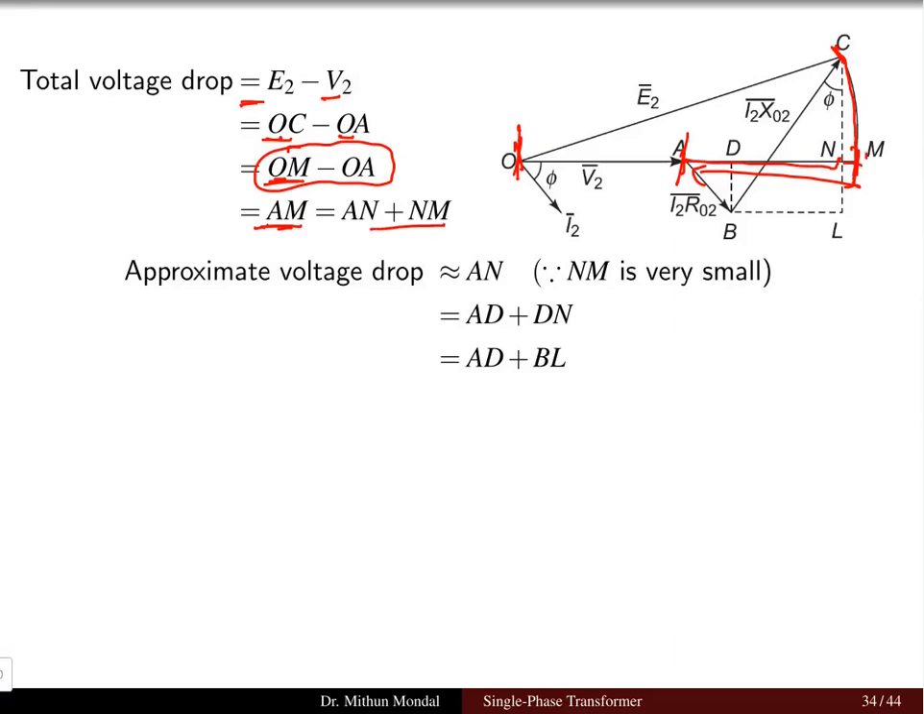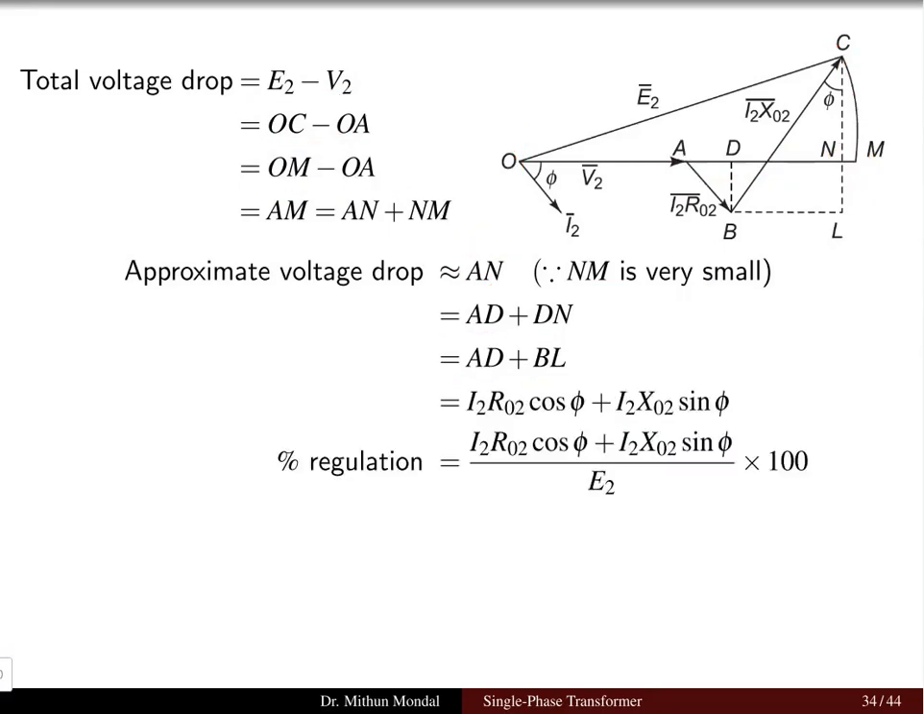Easily we can see that this value is very small, so we can neglect the value of NM and take the value of AN. Again, this AN can be further split up into AD plus DN, and DN is equal to BL. So I can say that AD plus BL is the total voltage drop. AD is nothing but I2 R02 cos phi, and BL is nothing but I2 X02 sin phi.